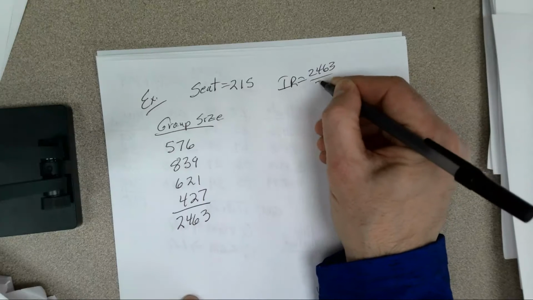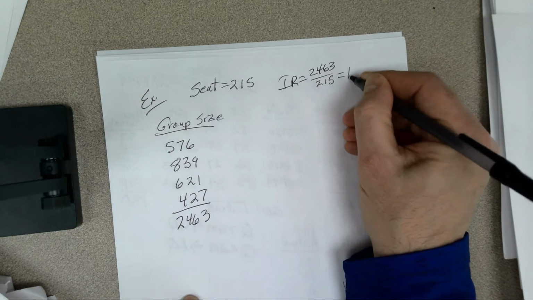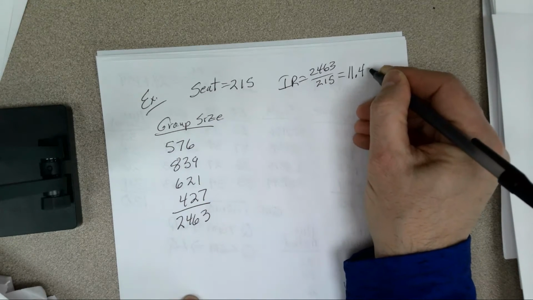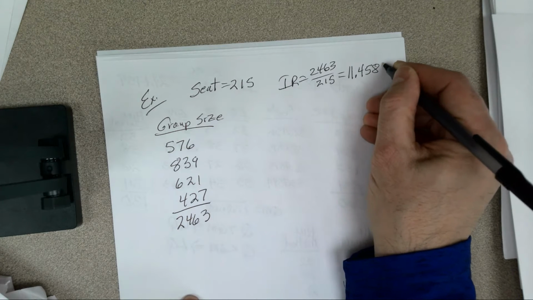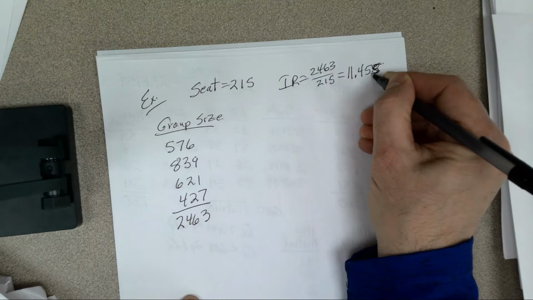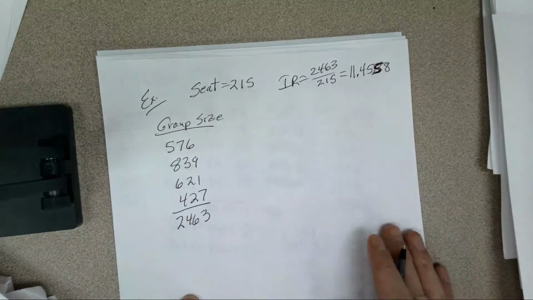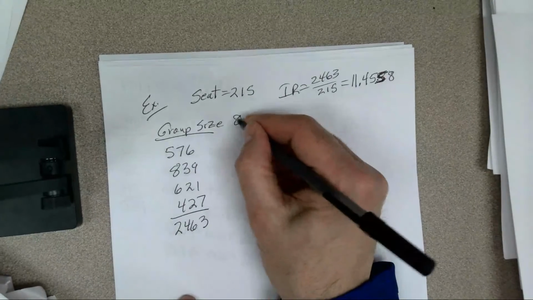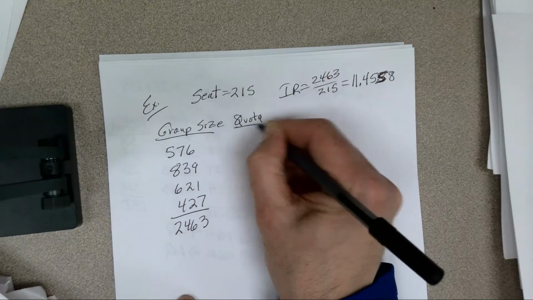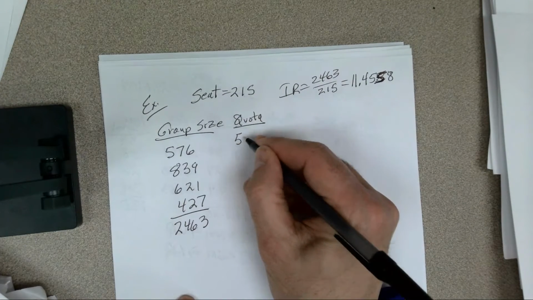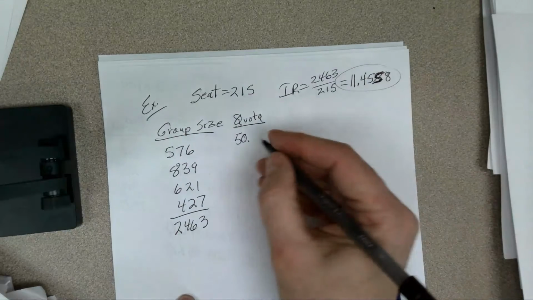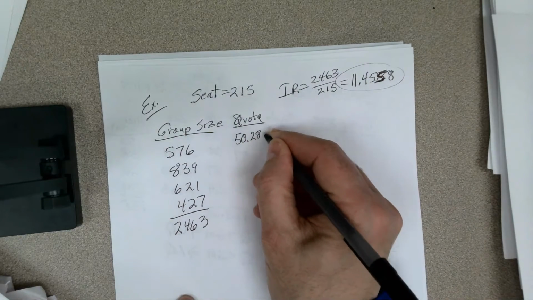2463 divided by 215. All right, so my IR is 0.4558. Okay. All right, so find your quotas, just like we did in all the other ones. So I'm taking group size and I'm dividing it by this. So I'm going to write these out.